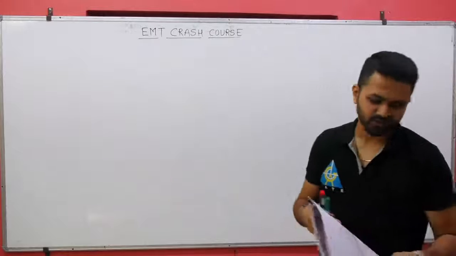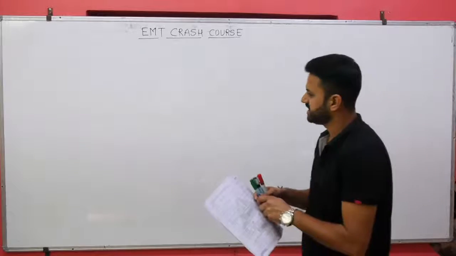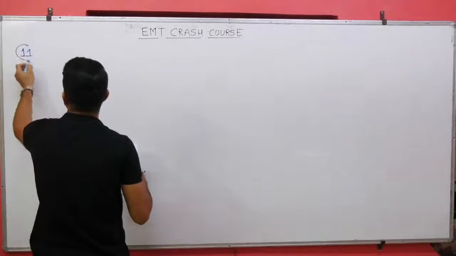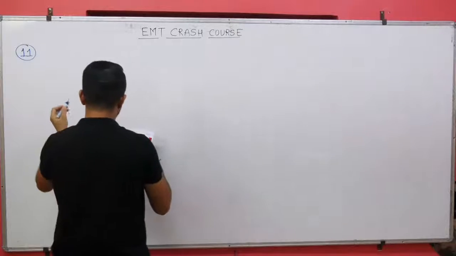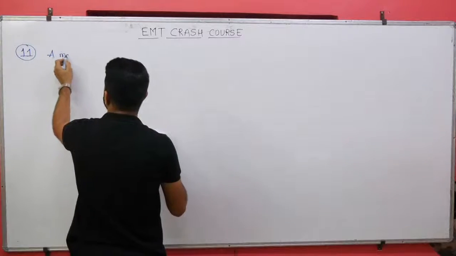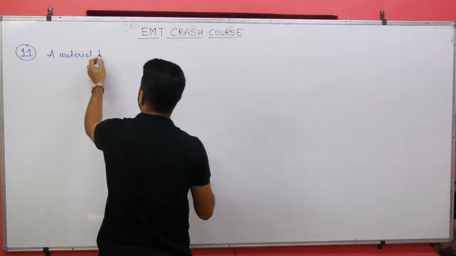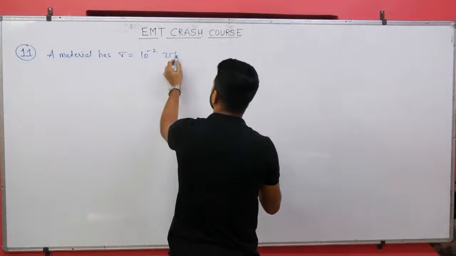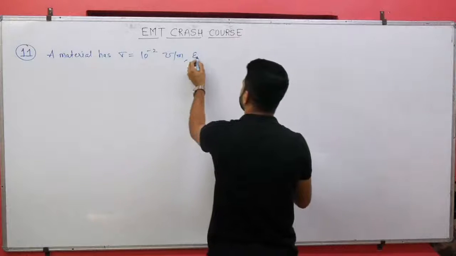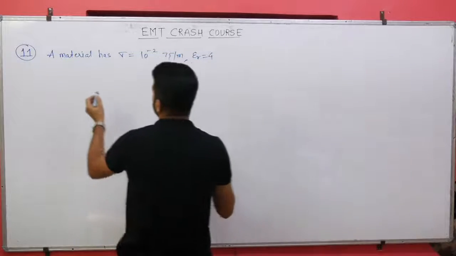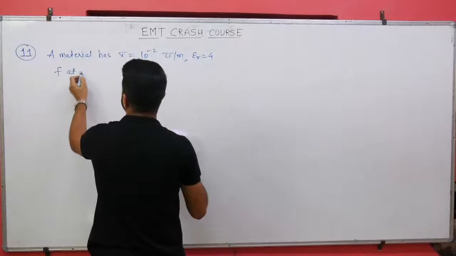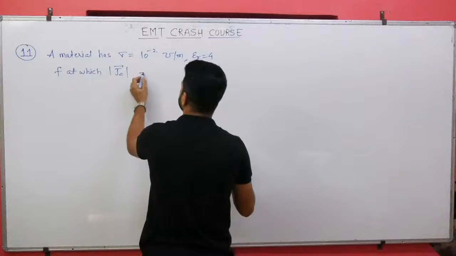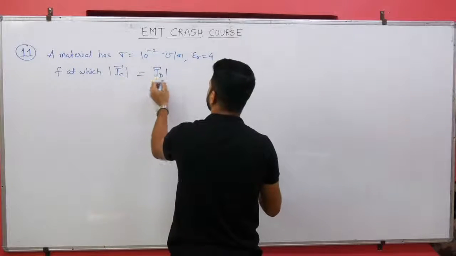So now we are going to discuss the question, and that is the workbook question. Question number 11 from the workbook. A material has conductivity sigma equal to 10 to the power minus 2 mho per meter and relative permittivity 4. We have to find the frequency at which the conduction current density and the displacement current density are equal.